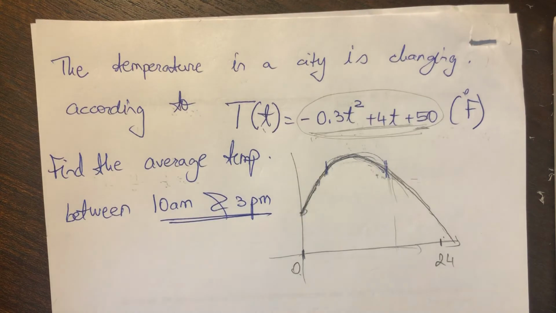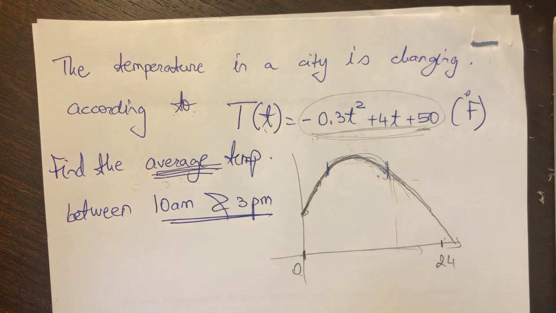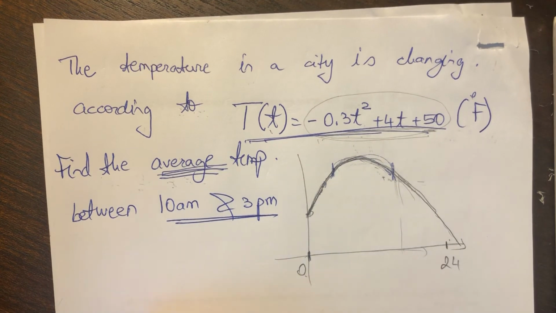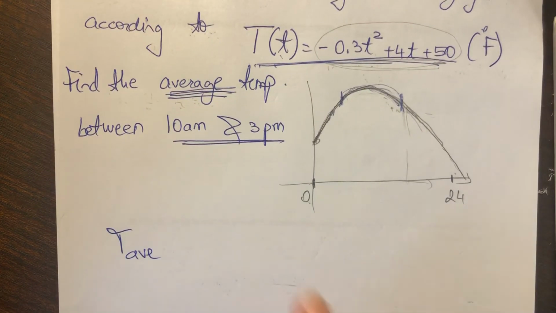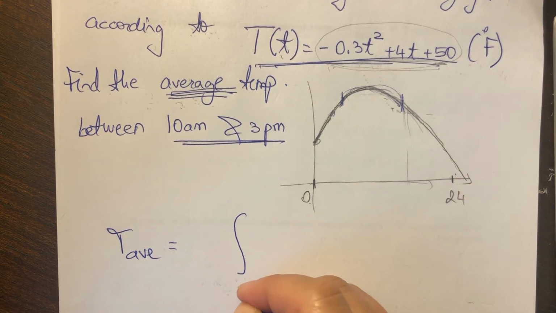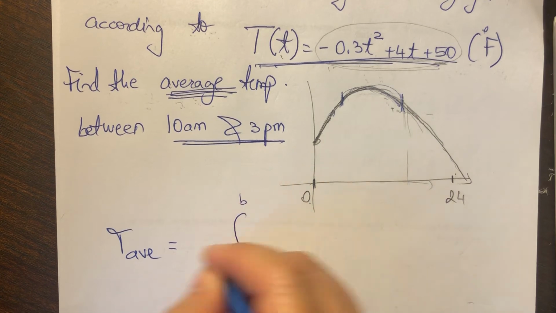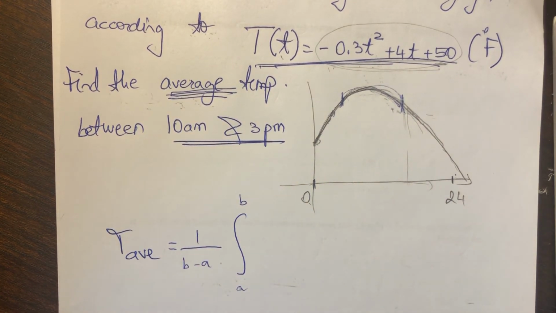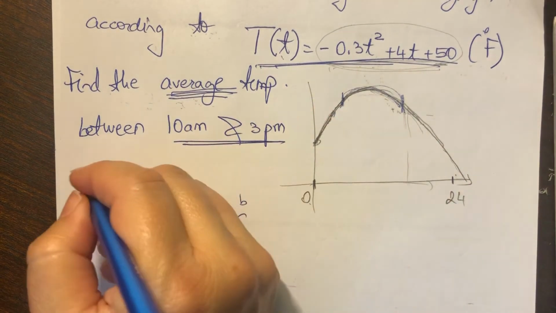So obviously, find the average temperature. That's the temperature function given right here. So the average temperature is going to equal the integral from a to b, which we're going to have to figure out, times 1 over b minus a. So what are these? I should have said what t is.